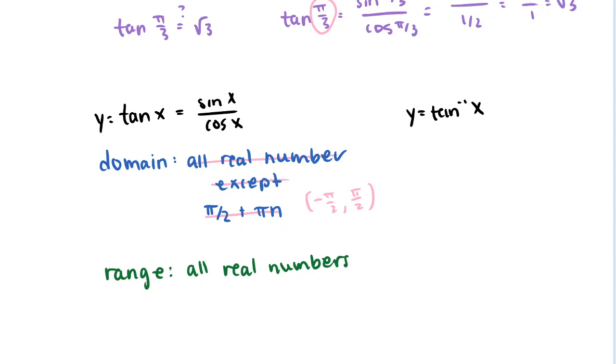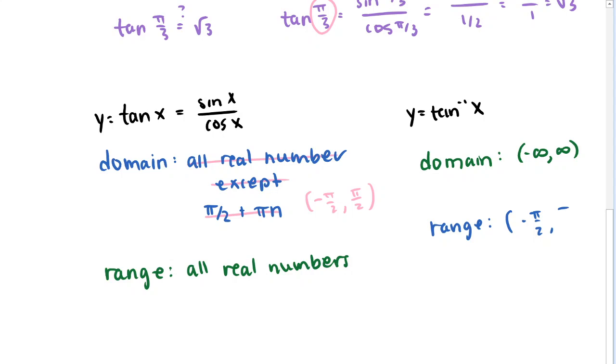And so what that means is that the domain of our tangent inverse function, well, this will be the range of the original tangent function. This is all real numbers, negative infinity to infinity. And the range, well, it's the domain of our tangent function that's restricted. So this is negative pi over 2 to pi over 2.